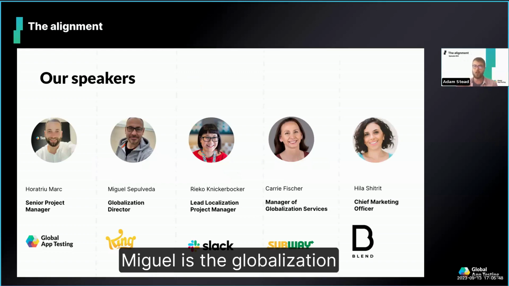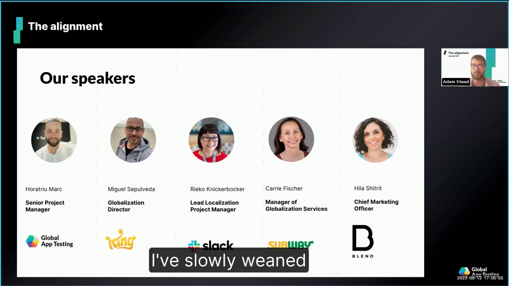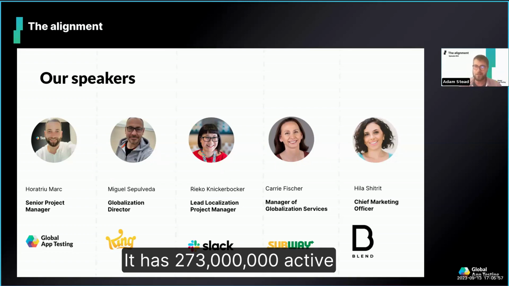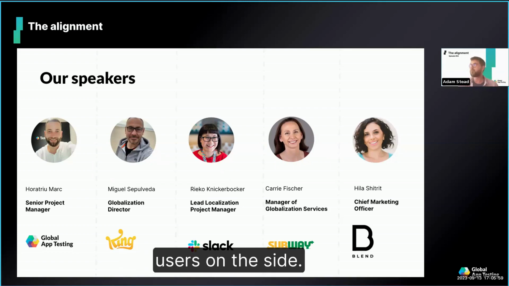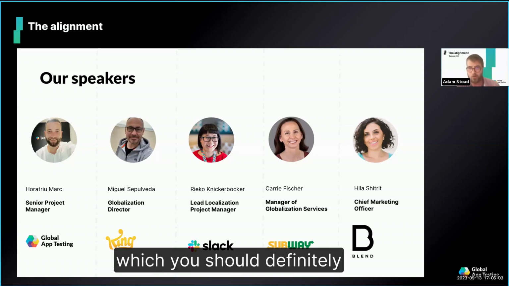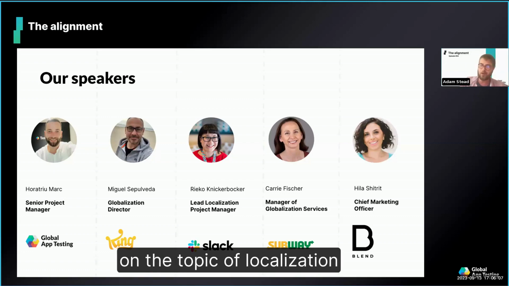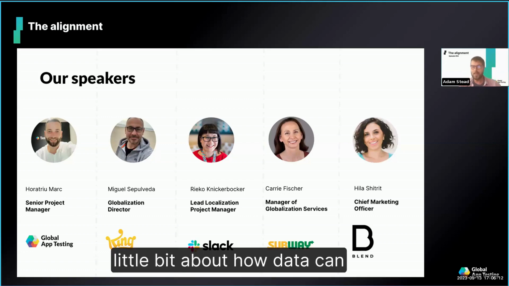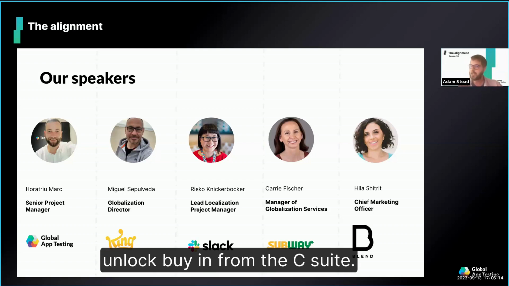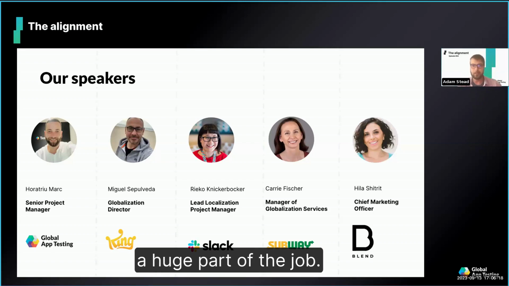Miguel is the globalization director of King Games. I know King much better as Candy Crush, to which I was once addicted. I've slowly weaned myself off of it. It has 273 million active users. On the side, Miguel runs the famous Yo Localizo blog, which you should definitely check out. It's loads of really interesting stuff on the topic of localization there. He's going to be talking a little bit about how data can unlock buy-in from the C-suite. Obviously, selling localization is such a huge part of the job.